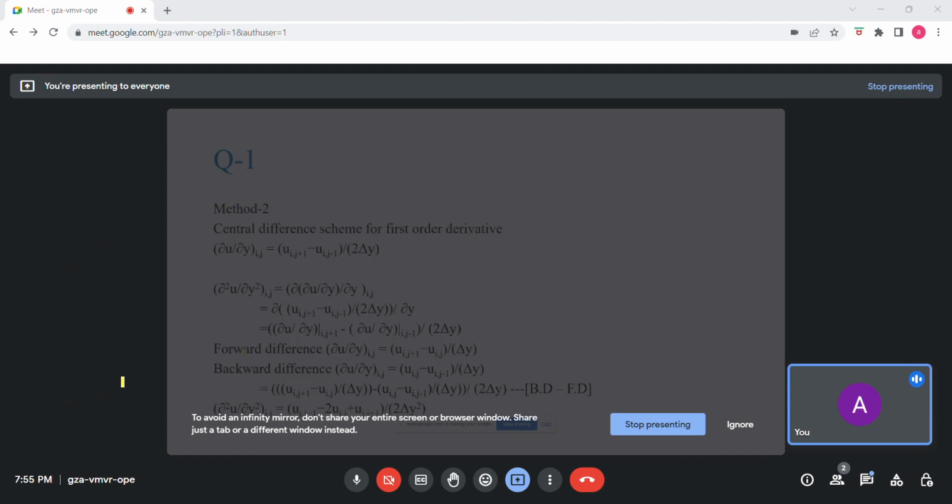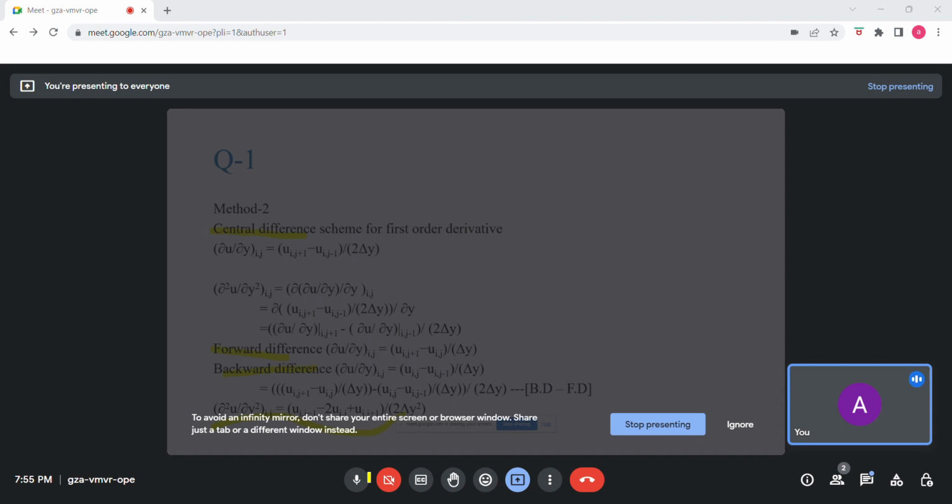And the next method is we first approximate it by using central difference scheme and then substitute the forward difference scheme and the backward difference scheme, and we get the final derivative in the form of grid points.